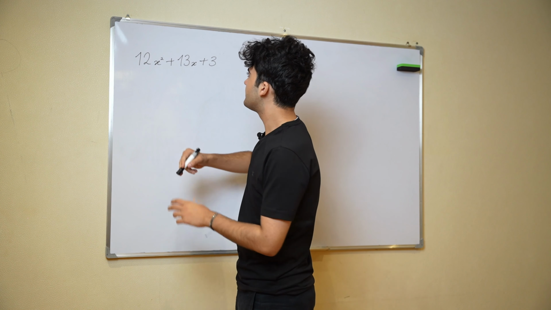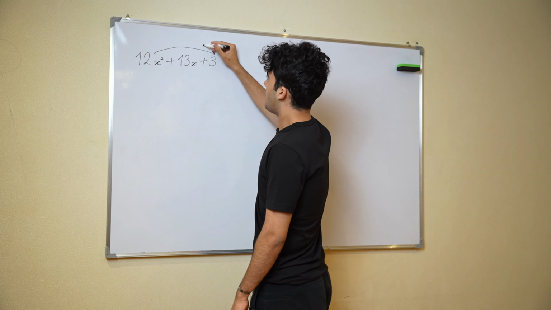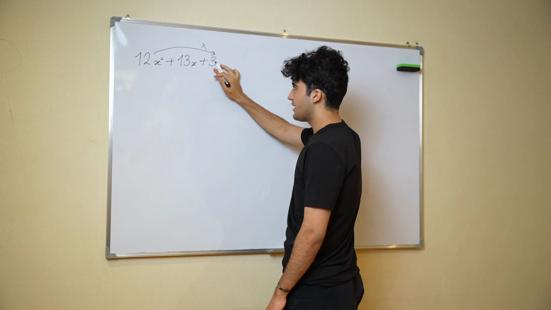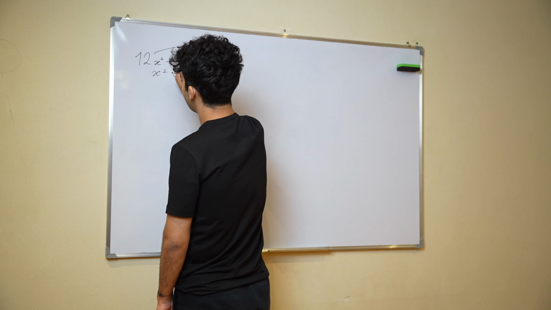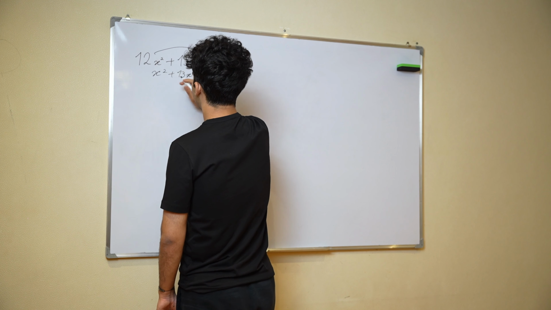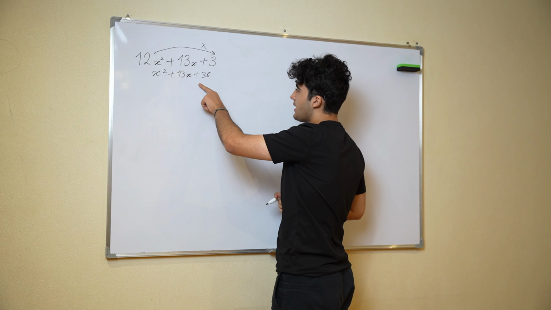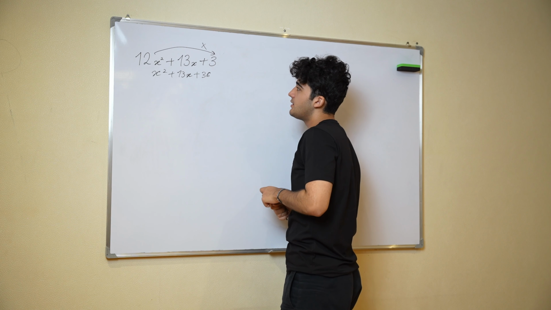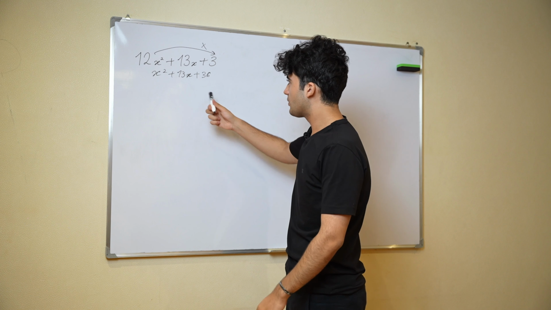You see the 12, right? We're going to multiply this 12 by the c, which is 3 in our case. We'll get x squared plus 13x, and here you have plus 36, okay? And this one is easy because we can see it by Viet's theorem. Okay, so how are we going to factor this?